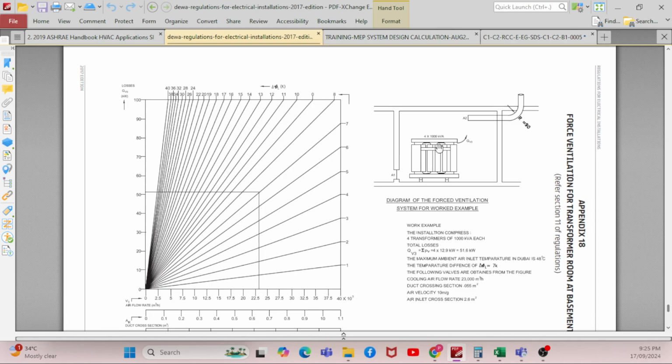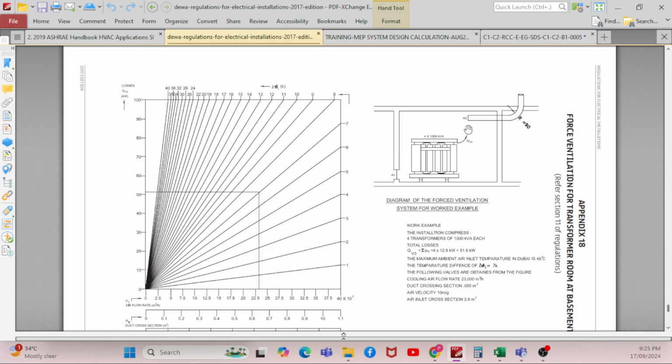Say at 98 percent efficiency, that means 2 percent will be loss. That 2 percent will be heat dissipation inside the room. So that heat will be generated inside the room, and the excess heat has to be taken out of the transformer room. That is what we are doing: transformer ventilation.